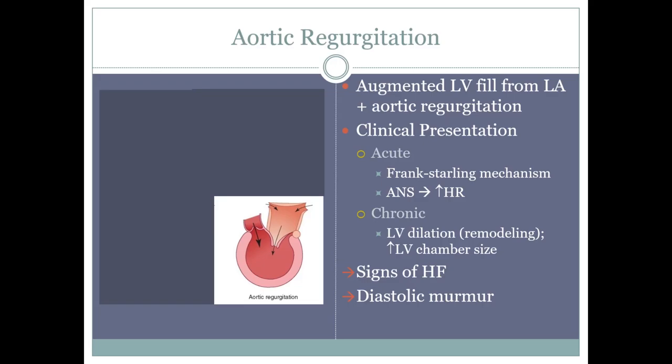Initially, the Frank-Starling curve will increase cardiac output to take care of that, but eventually over time, this is where you're going to see that left ventricular dilation, the remodeling that causes the thinning of the ventricle wall. Again, all of that can then lead to signs and symptoms of heart failure because you're not getting as much blood pumped out through the aorta, too much of it is coming back into the left ventricle. So again, that occurs during diastole, during the filling phase, so that's a diastolic murmur.